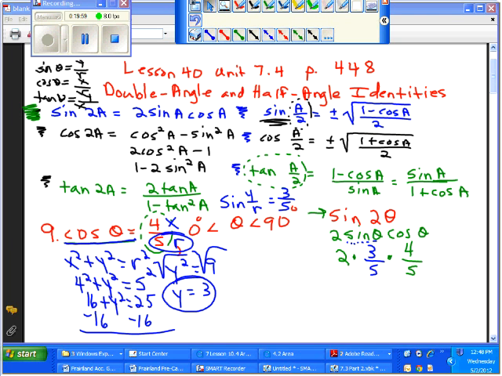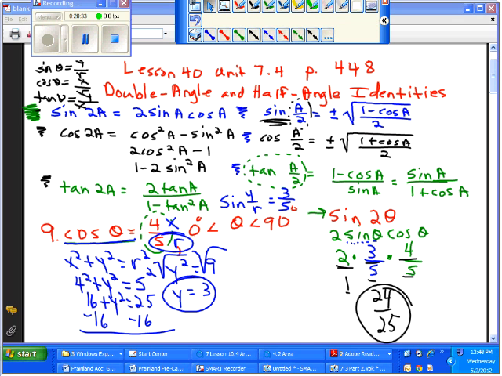So we took sine 2 theta, we expanded it. We already knew cosine theta. We didn't know sine, so we did the Pythagorean theorem to get Y. Sine is the Y over the R, which is 3 over 5, and so now we just solve. This is like 2 over 1. 2 times 3 is 6 times 4 is 24, over 1 times 5 is 5 times 5 is 25. And so we get 24 twenty-fifths. Any questions on number 9?